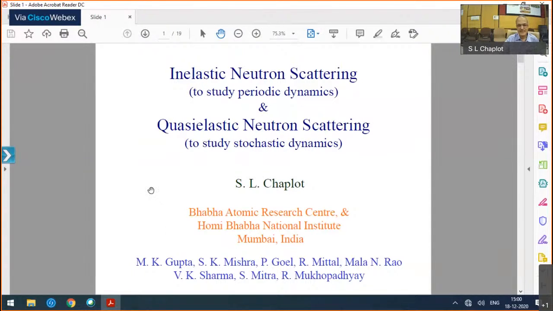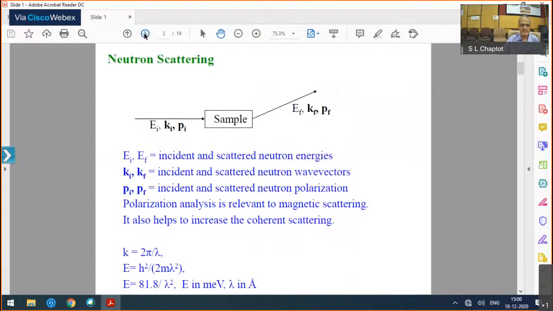All right, so today we'll have a revision tutorial of inelastic neutron scattering. Okay, well, this is again quite known to you.